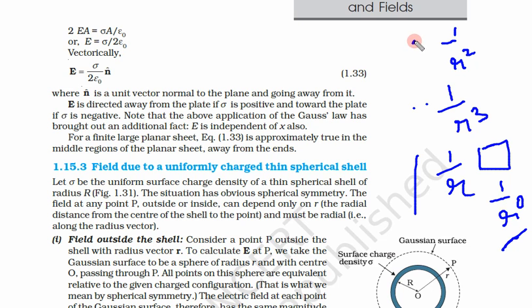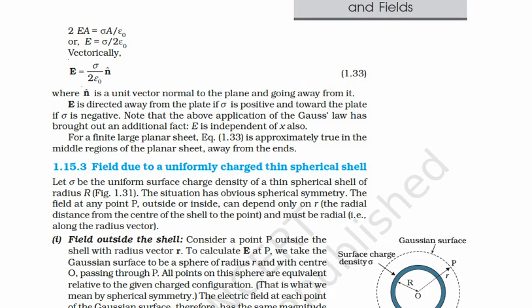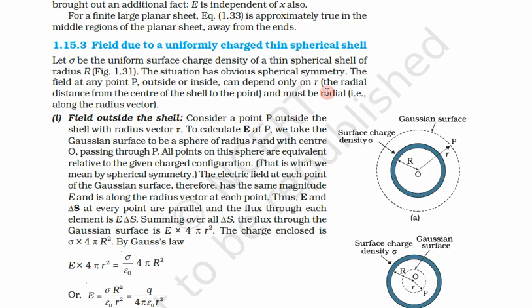Point charge 1 by r square, dipole 1 by r cube, wire 1 by r, plane sheet r to the power 0 dependence. So these are the dependences. Now the next application of this Gauss law: field due to a uniformly charged thin spherical shell. So this is your problem now. The problem is the field due to a uniformly charged thin spherical shell.